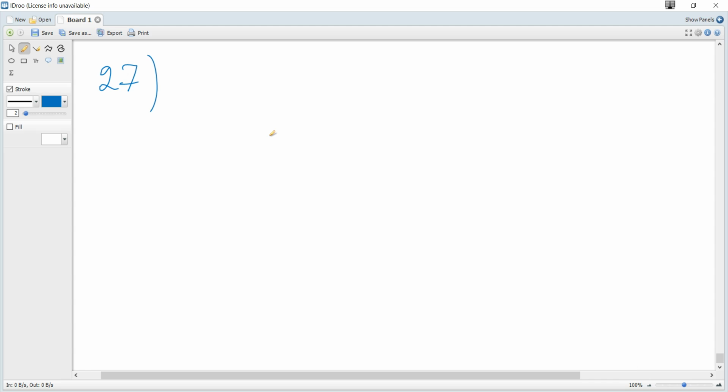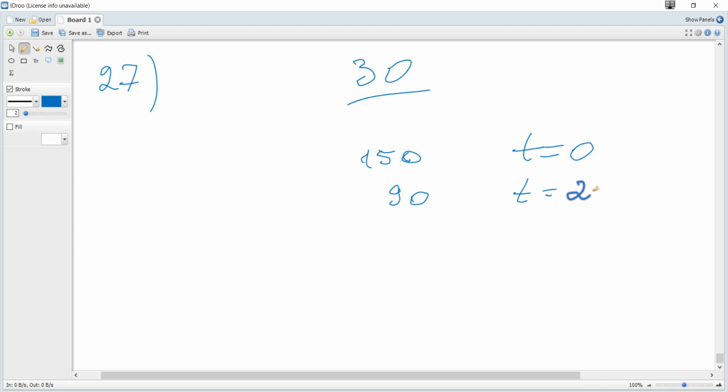27. A student measures the count rate of a radioactive sample with time in a laboratory. The background count in the laboratory is 30. So background is 30 counts per second. Count rate, in counts per second: 150 at t equals 0 and 90 at 20. What is the time at which the student measures the count rate of 45 counts per second?